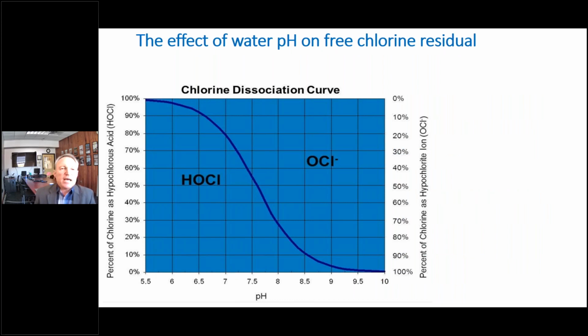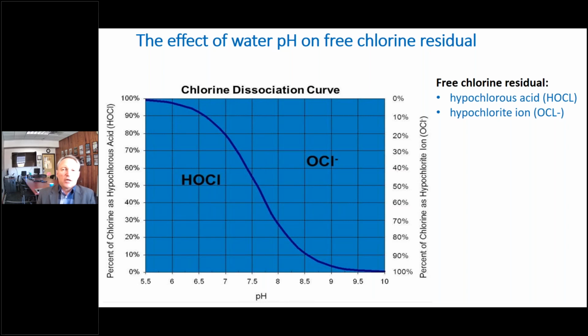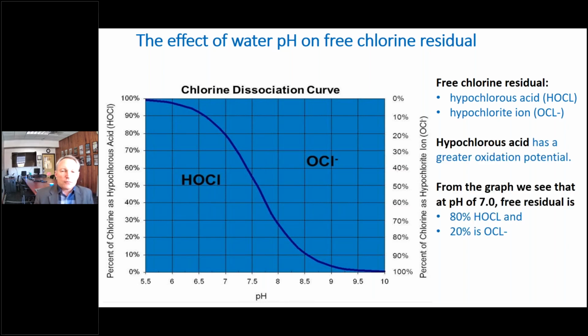Now, why does pH affect disinfection? It has to do with how free chlorine exists in the water. It depends on the pH. Free chlorine residual can exist as hypochlorous acid, which is the more effective form of chlorine. It has higher oxidation potential, or it can exist as hypochlorite ion, and that depends on pH. Now, for example, let me show you at a pH of 7 here.